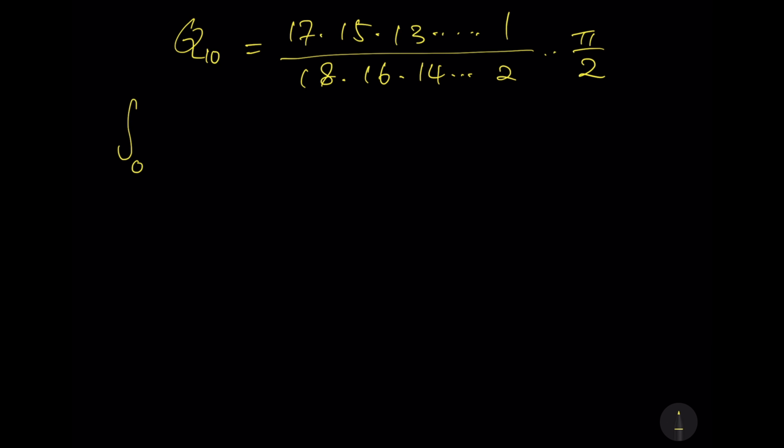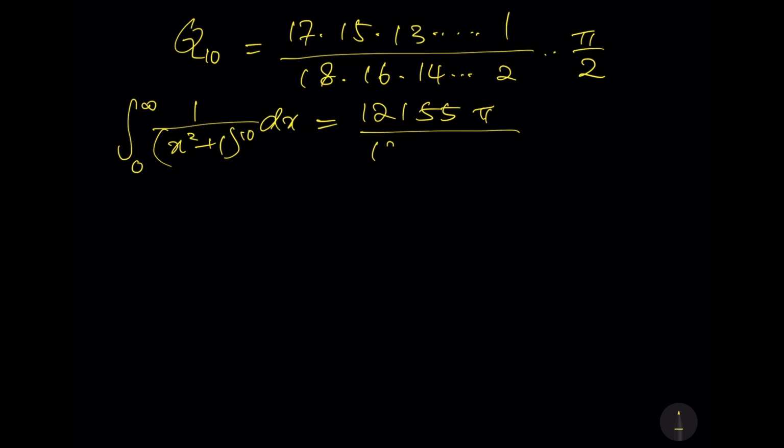That brings us to the conclusion of this video. The final answer of this question is 12155 pi divided by 131072, which is approximately 0.2913.